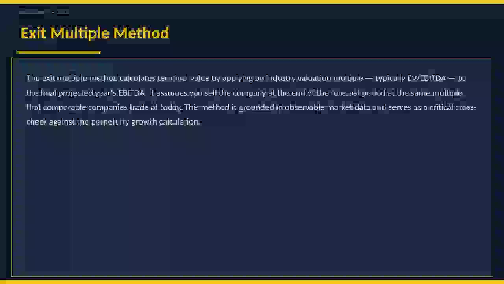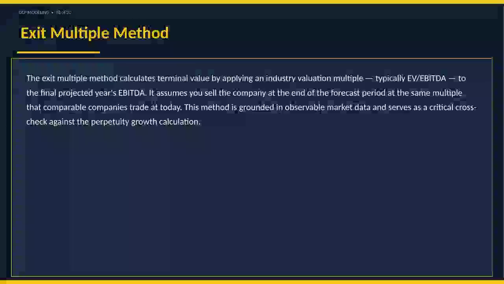The exit multiple method calculates terminal value by applying an industry valuation multiple, typically enterprise value divided by EBITDA, to the final projected year EBITDA. It assumes you sell the company at the end of the forecast period at the same multiple that comparable companies trade at today. This method is grounded in observable market data and serves as a critical cross-check against the perpetuity growth calculation.